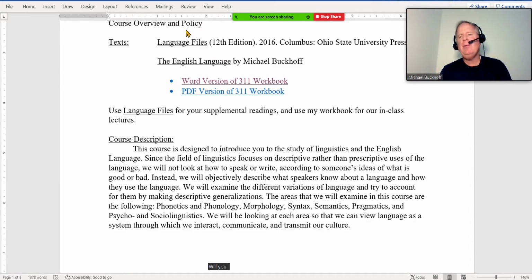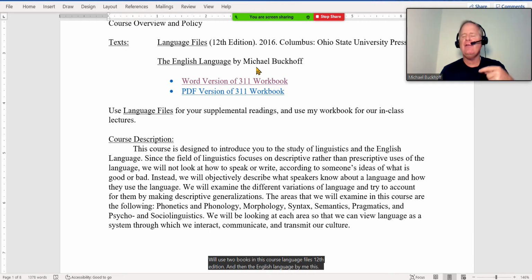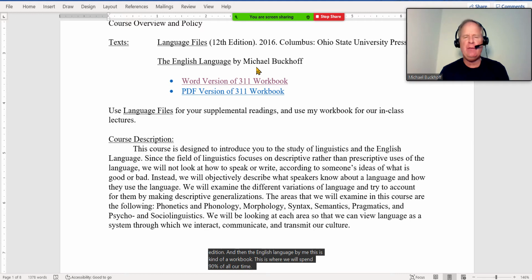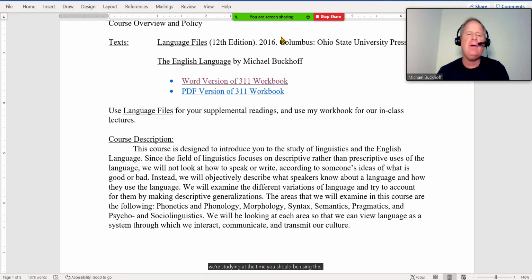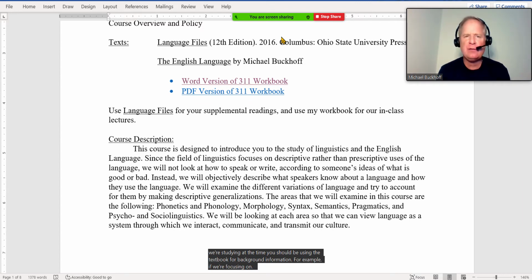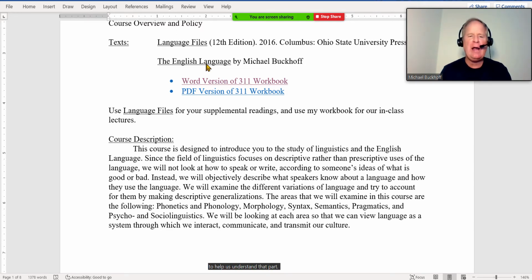We will use two books in this course, Language Files 12th edition, and then The English Language by me. This is kind of a workbook. This is where we will spend 90% of all our time in the classroom, and you should be reading whatever we're studying at the time. You should be using the textbook for background information. For example, if we're focusing on phonetics, then whatever the Language Files has about phonetics, read that. And then we'll be working on practice exercises in the workbook to help us understand that particular area.